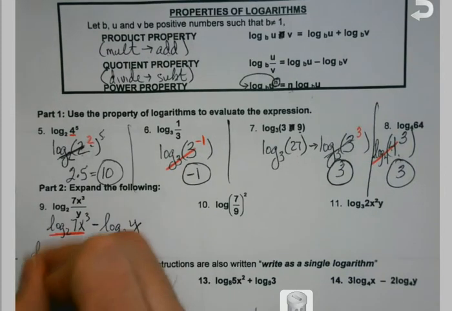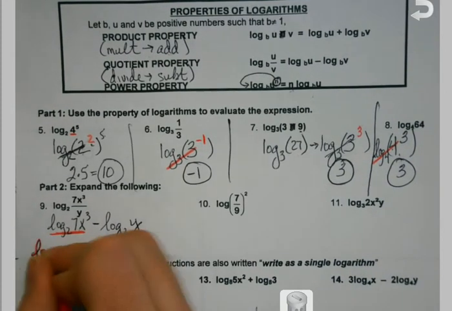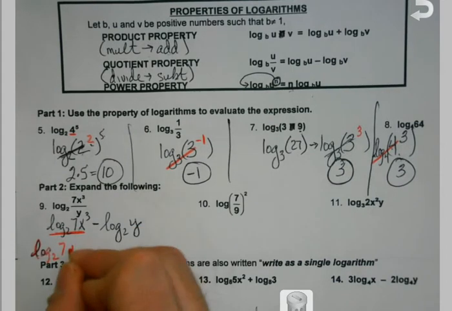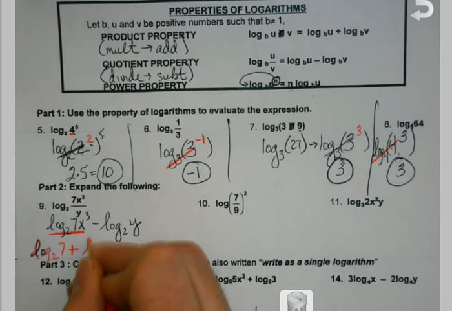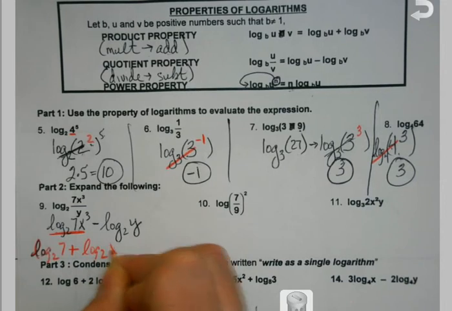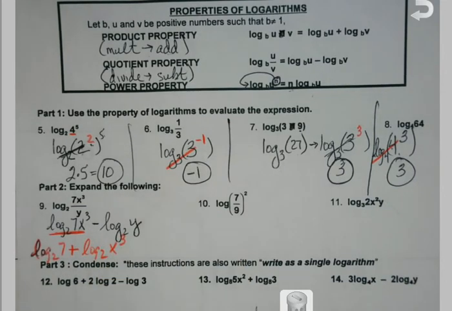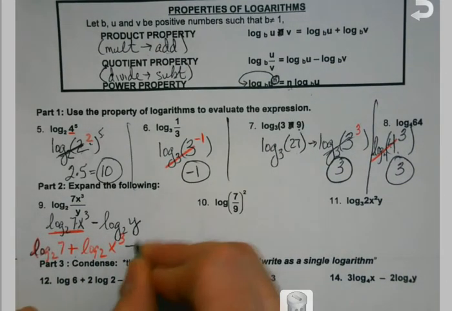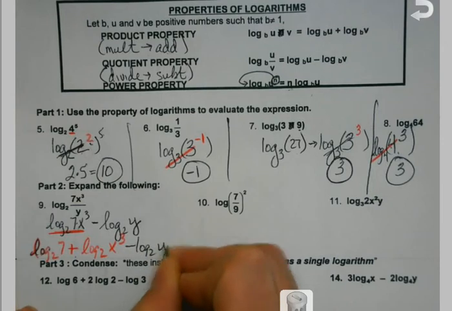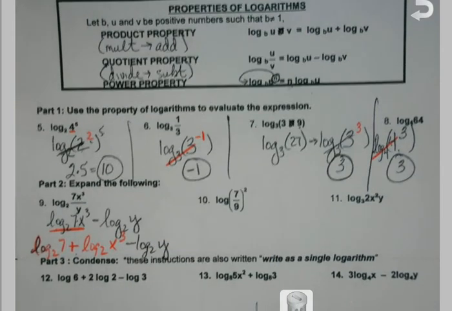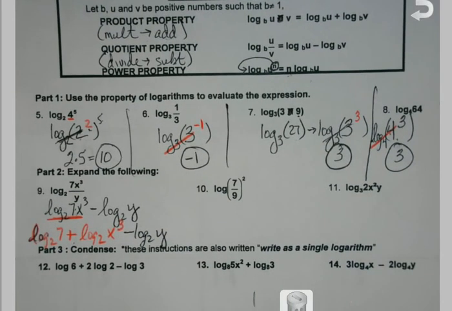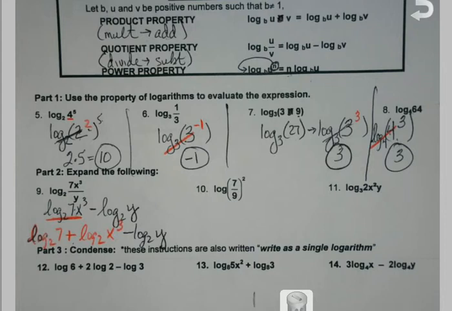And we're going to have the log base 2 of 7 plus, since multiply becomes add, log base 2 of x cubed. Multiply becomes add. I've still got my minus log squared y here on the end from my division in the first part. So we always want to do the product and the quotient properties first with these, with some rare exceptions.